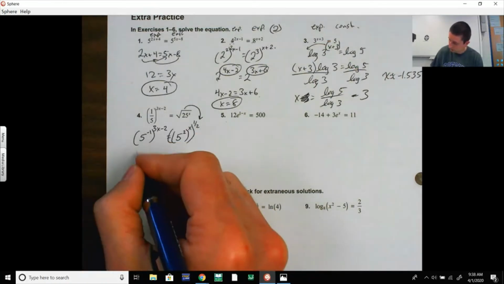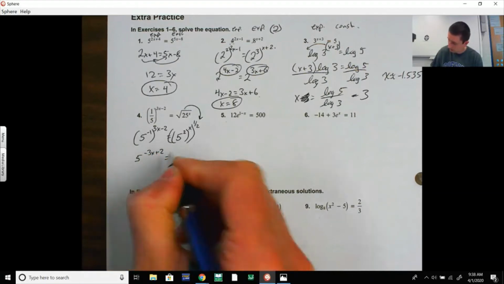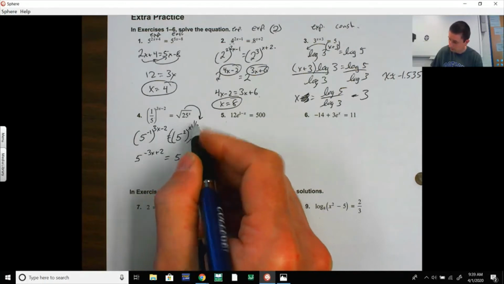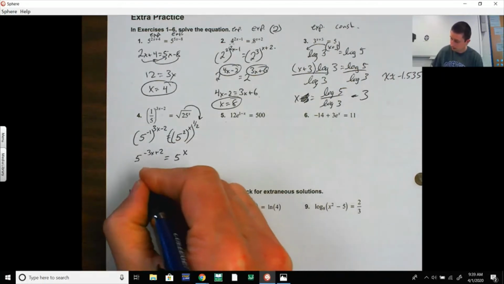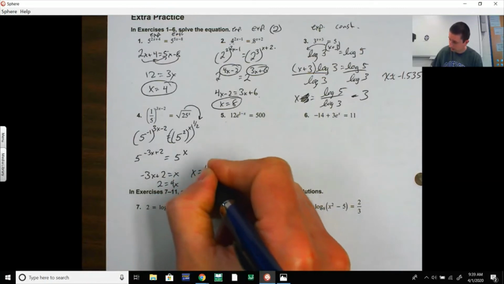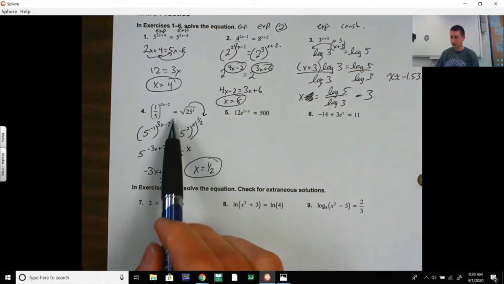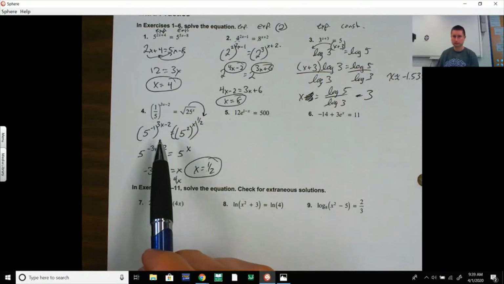So distribute, we get 5 to the negative 3x plus 2 equals 5 to the 2 times x times a half would be 1x. 2 times a half is 1. So negative 3x plus 2 equals x. 2 equals 4x, so x would equal a half in this case. Okay, again, that first step is kind of the trickiest, figuring that out, and then from there it's just properties of the exponents.